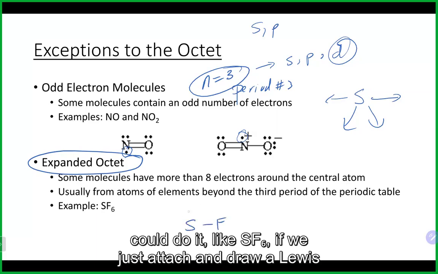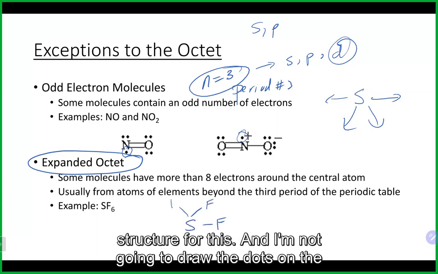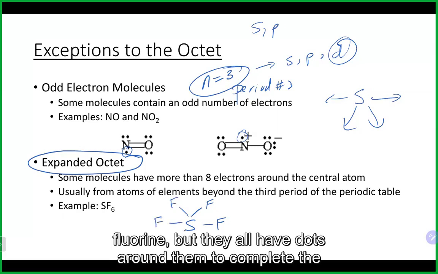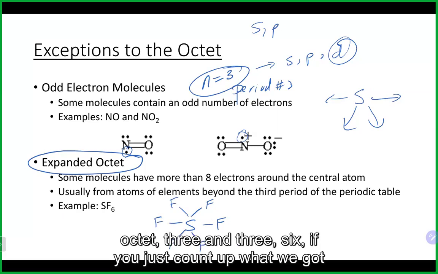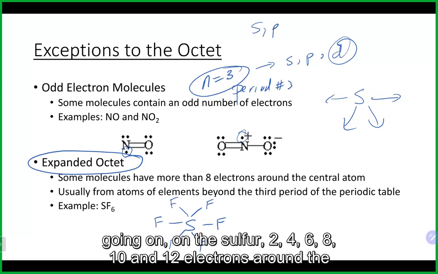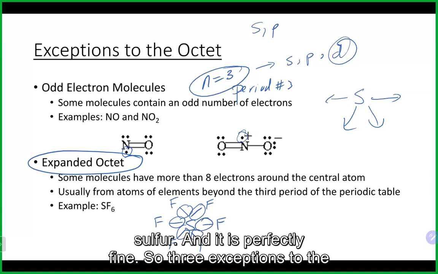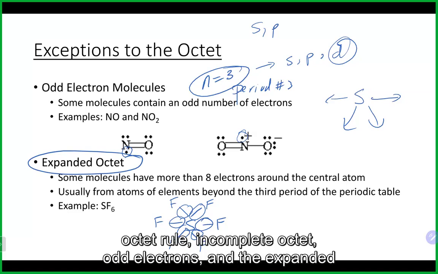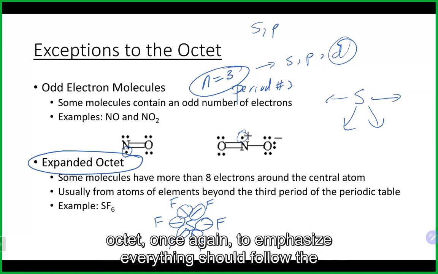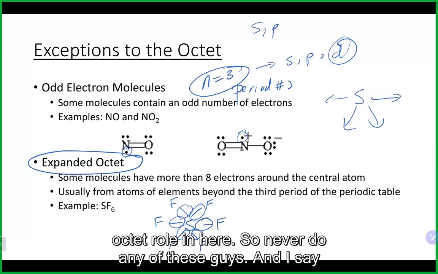If we just attach and draw a Lewis structure for this, and I'm not going to draw all the dots on the fluorine, but they all have dots around them to complete the octet. If you just count up what we got going on the sulfur, 2, 4, 6, 8, 10, and 12 electrons around the sulfur, and it is perfectly fine. So 3 exceptions to the octet rule: incomplete octet, odd electrons, and an expanded octet. Once again, to emphasize, everything should follow the octet rule in here. So never do any of these guys.